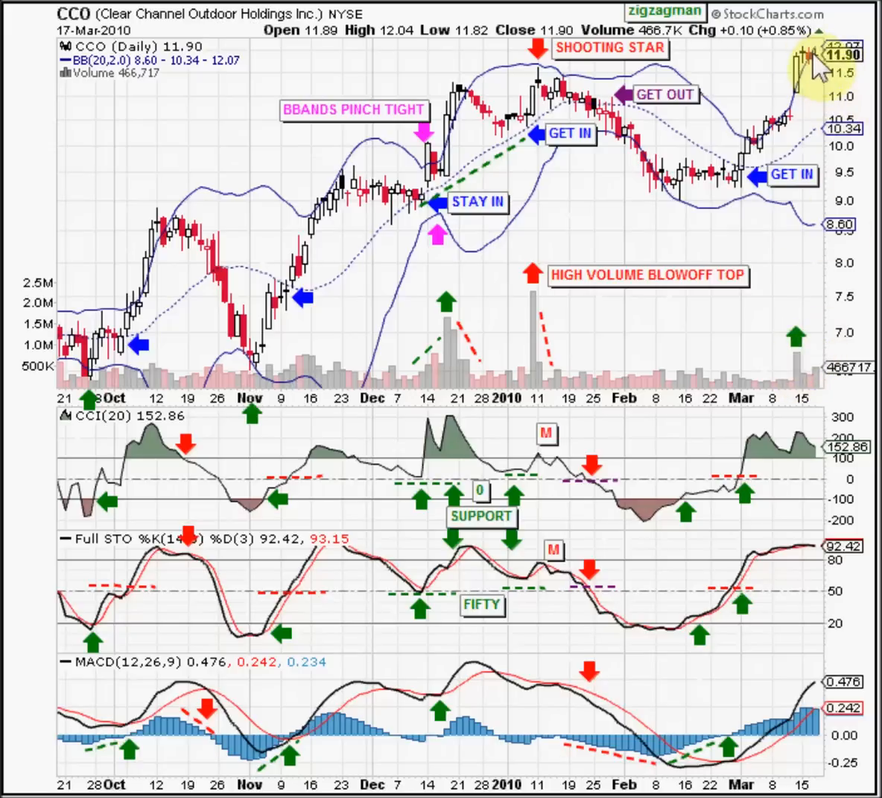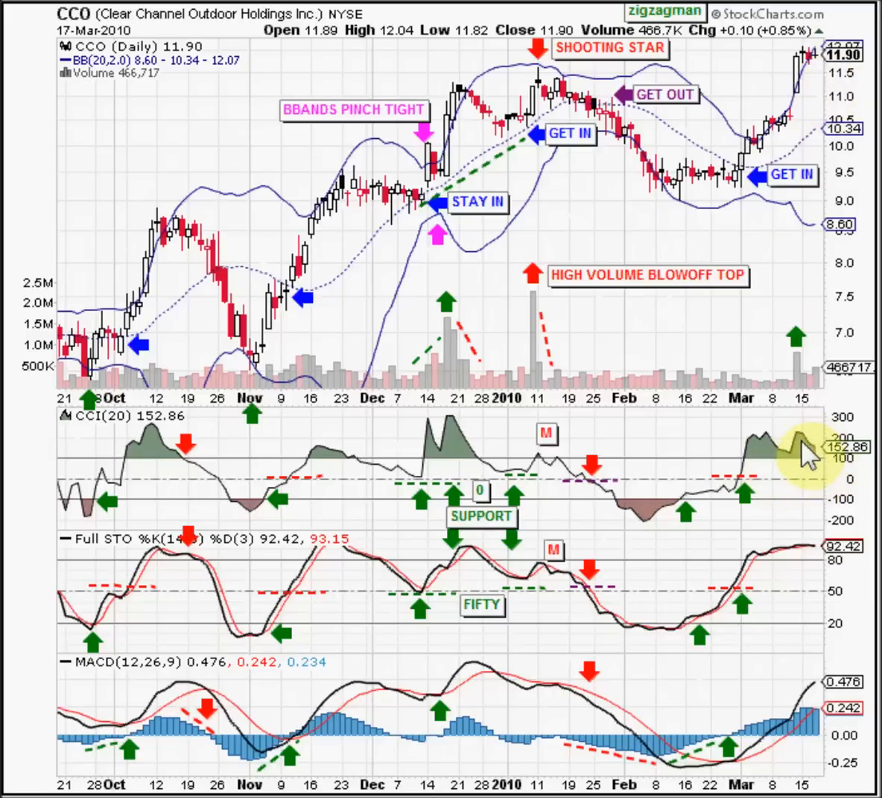A doji, tiny, tiny black body. Upper wick is a little bit shorter than the lower wick. It kind of looks like a Jesus cross, a Christian cross. Okay, when I see one of those, I get scared. But so far he hasn't closed below the 5. He hasn't had the CCI.